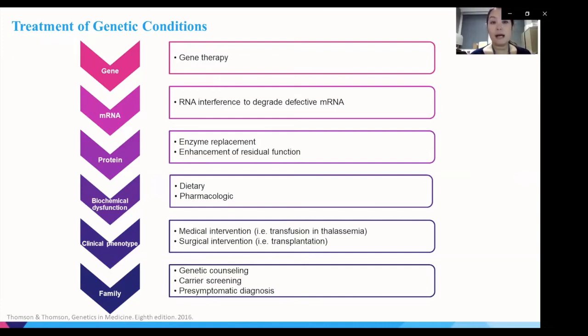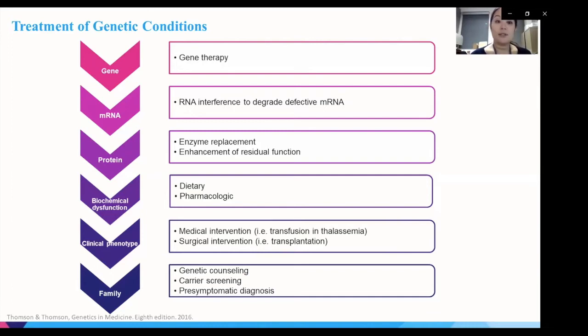So, for example, there are gene therapies that are now clinically available. There are RNAi therapeutics that degrade defective mRNA. One good example of this is RNAi therapy for TTR amyloidosis. There's also enzyme replacement infusions. We use this in particular with lysosomal storage diseases like Fabry and Gaucher.